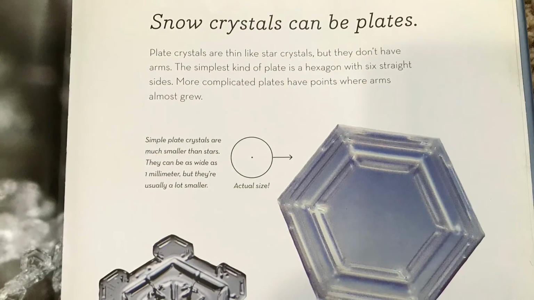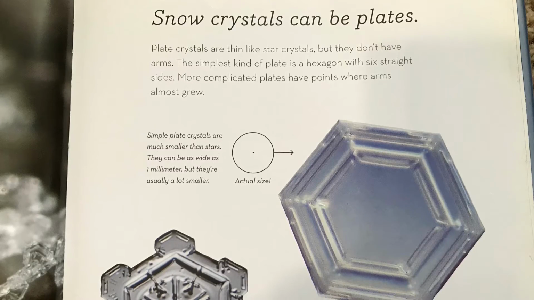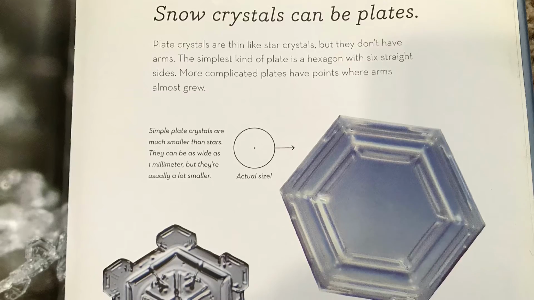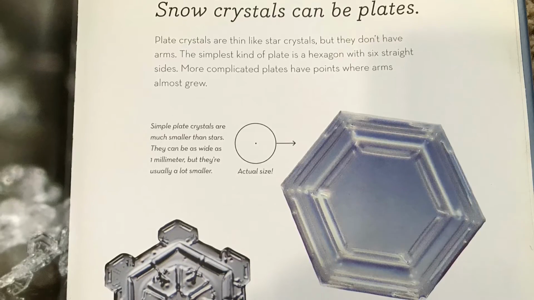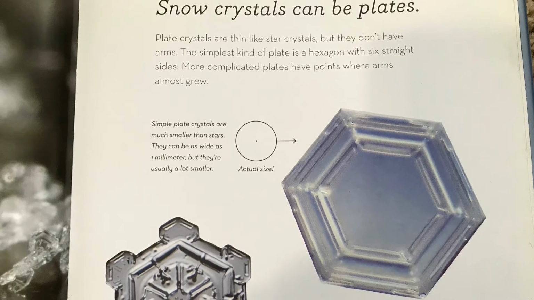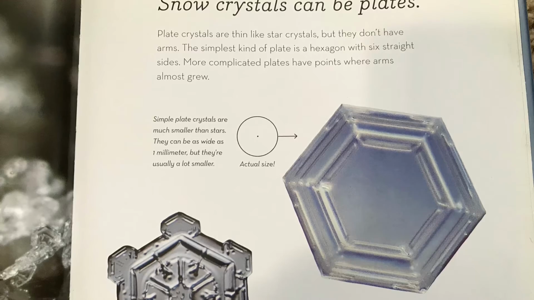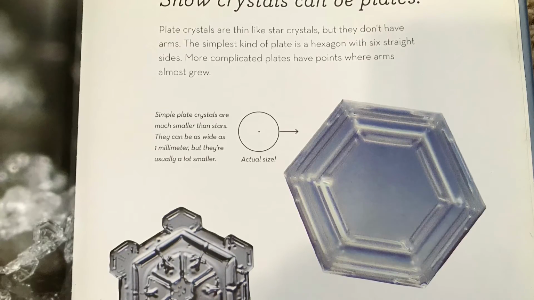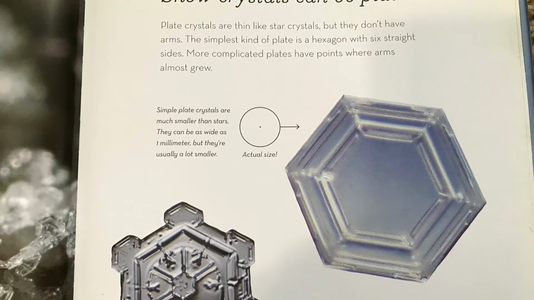Snow crystals can be plates. Plate crystals are thin like star crystals, but they don't have arms. The simplest kind of plate is a hexagon with 6 straight sides. More complicated plates have points where arms almost grew. Simple plate crystals are much smaller than stars. They can be as wide as 1 millimeter, but they're usually a lot smaller. The points on this plate crystal are the beginnings of arms that were just starting to develop when the crystal fell out of the cloud and stopped growing.